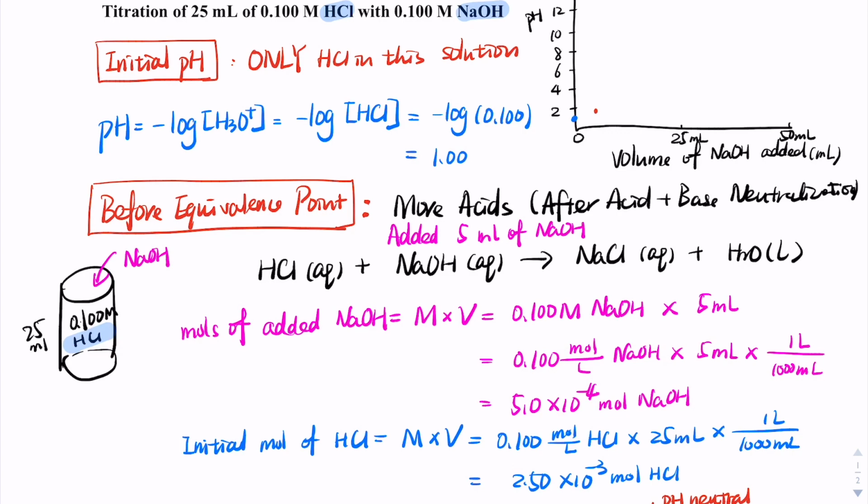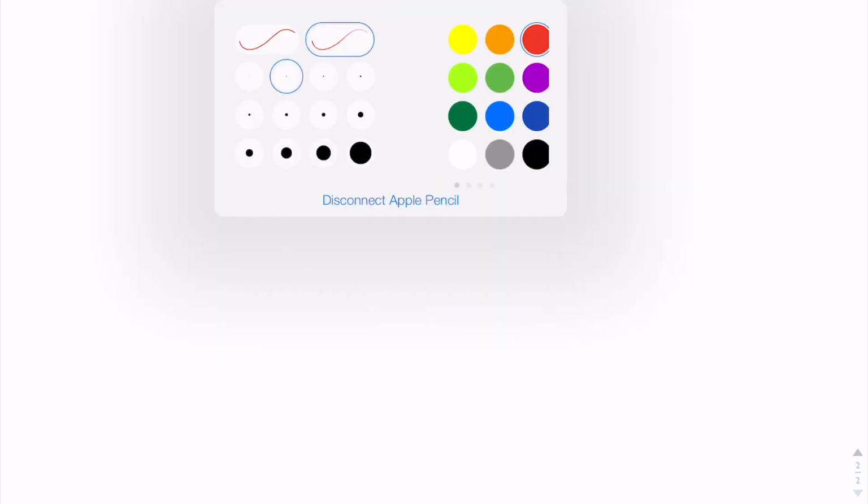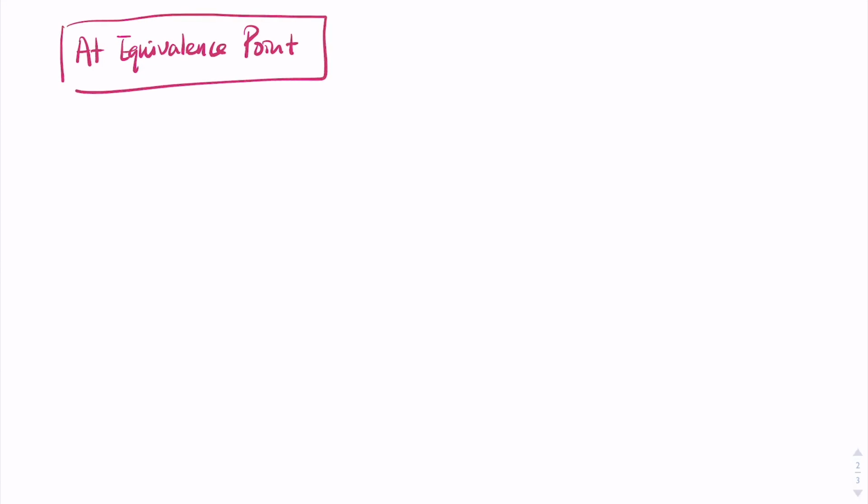The next calculation will be at the equivalence point. Let's see what happens at the equivalence point. As we keep saying, what happens here? At the equivalence point, the moles of the hydronium ion equal the moles of the hydroxide ion. That's what happens at the equivalence point. The acid and base just produce the salt and water.